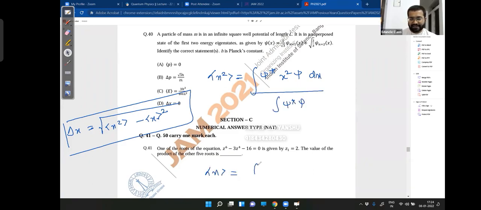And how can we calculate the average value of x? That will be nothing but psi star x psi upon psi star psi. But remember, after calculating the expectation value of x, you have to square it also. Okay, so this is the formula. Make a note, please.